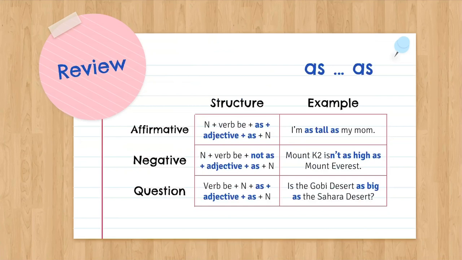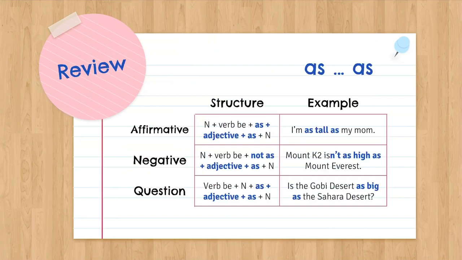So we can change the structure. In an affirmative sentence, we can have the noun, verb be, as, plus the adjective without the comparative form, plus as. Example, I'm as tall as my mom. In the negative, I have the negative verb be, not, as, plus the adjective, plus as, plus noun. Mountain K2 isn't as high as Mount Everest.